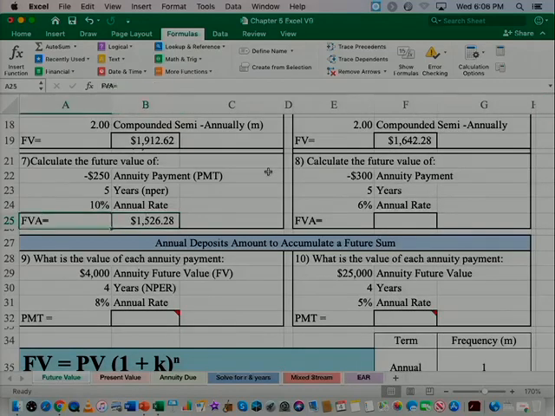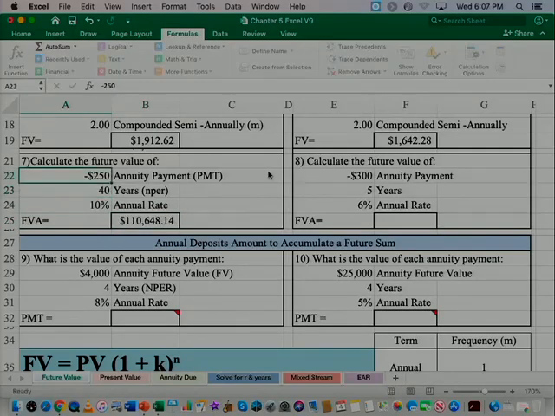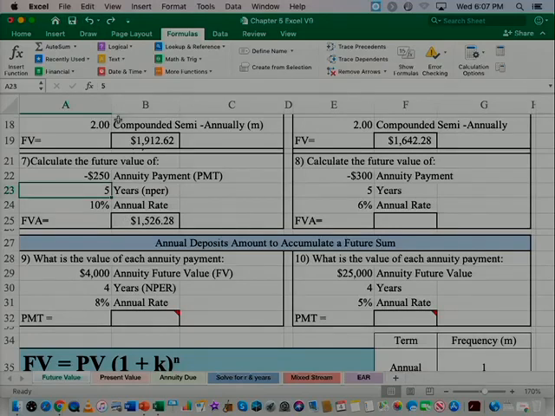And this is only 5 years, but what if you did this for 40 years? Now it grows to $110,000. Because that's 40 years of saving $250 a year, which is a very small amount to save.